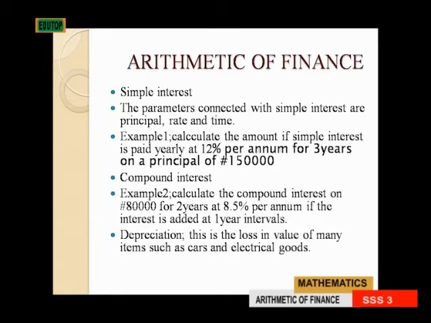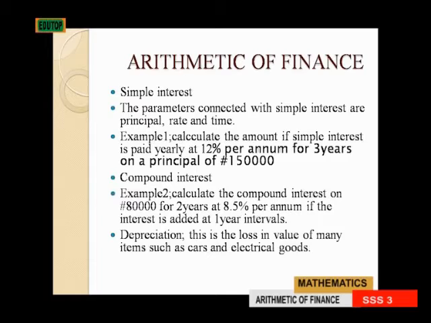The next here is the compound interest. The compound interest, we have example 2 to justify this concept. Calculate the compound interest on 80,000 for 2 years at 8.5% per annum. If the interest is added at 1 year interval.